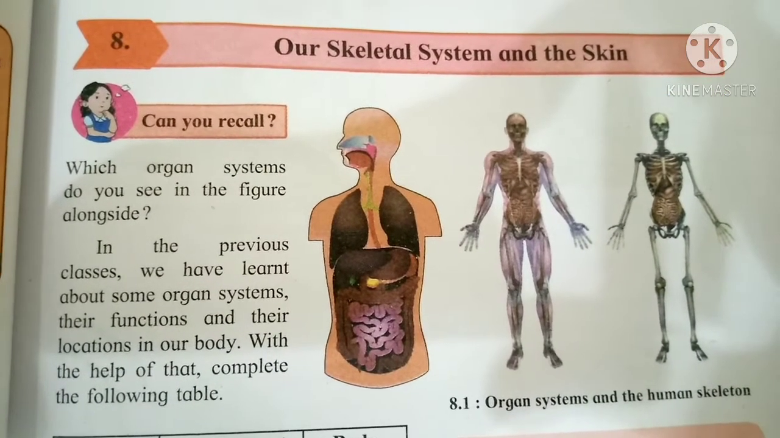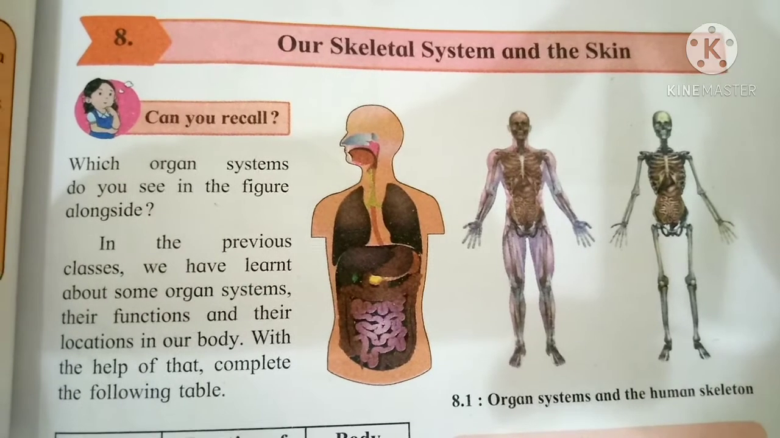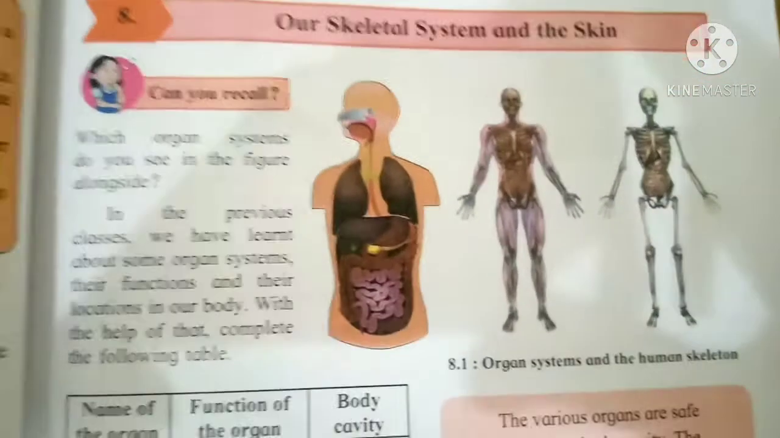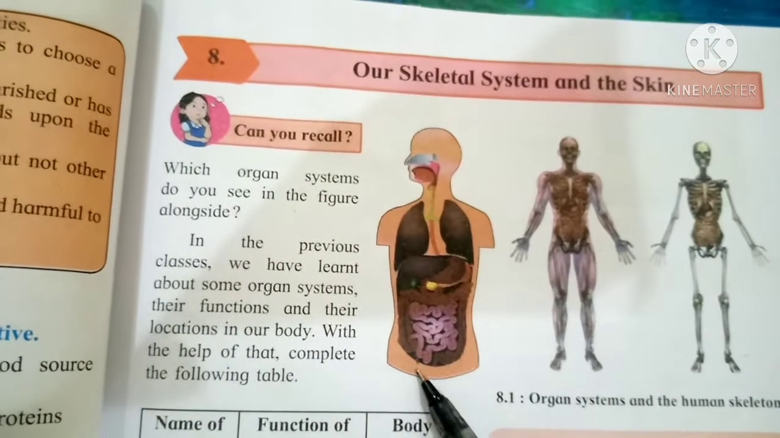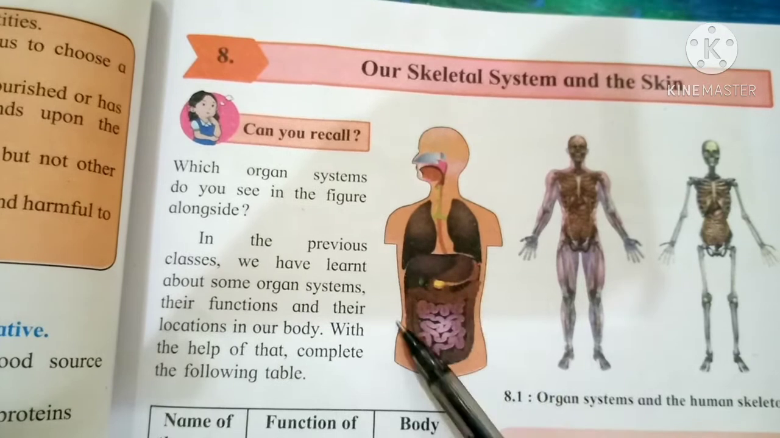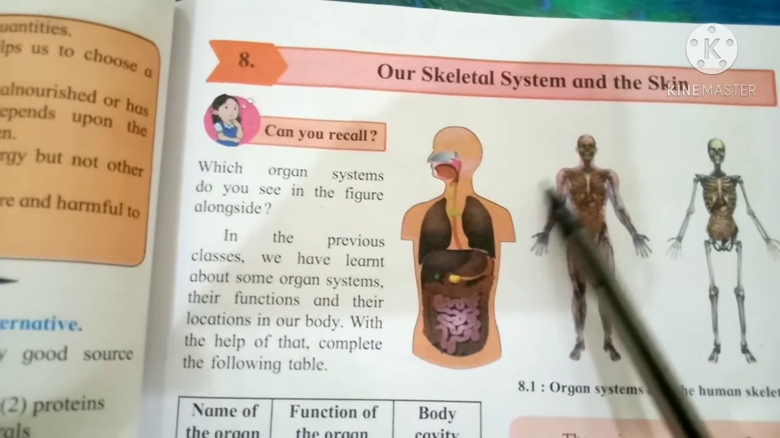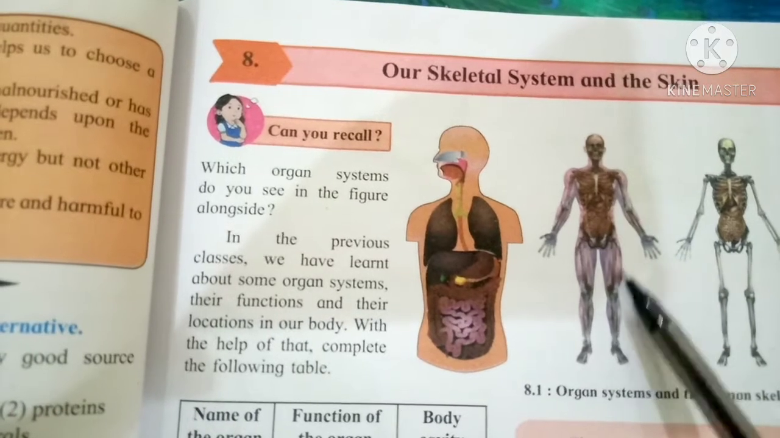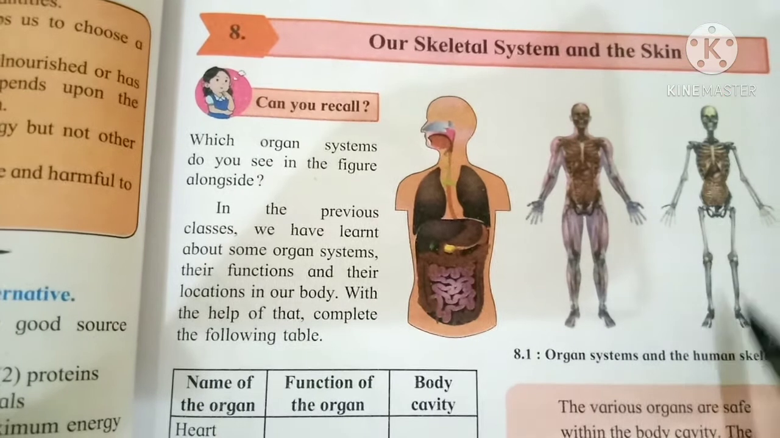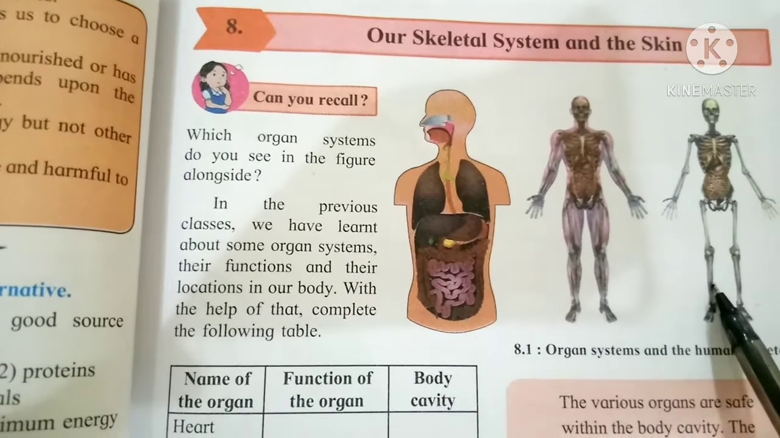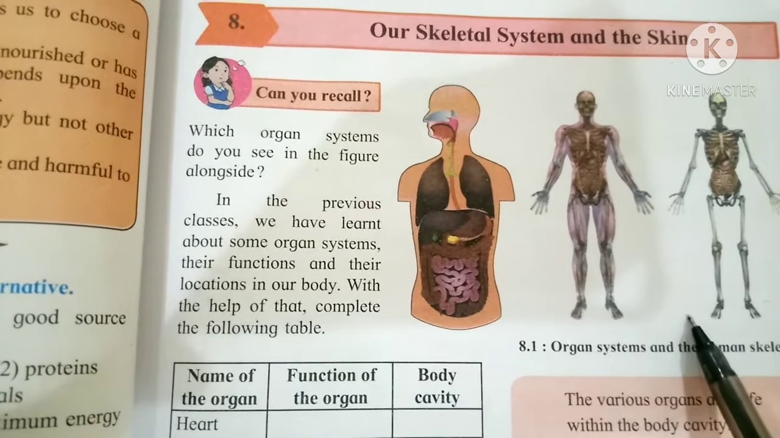Can you recall which organ system you see in the figure alongside? That means figure 1, figure 2 and figure 3. Three types of figures are observed. The first figure indicates digestion, that means the digestive system is present in the first figure. In the second, all types of muscles are present, meaning the muscular system. In the other, only skeletons are present, that means the skeletal system.